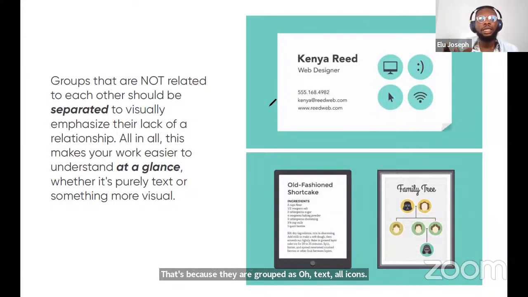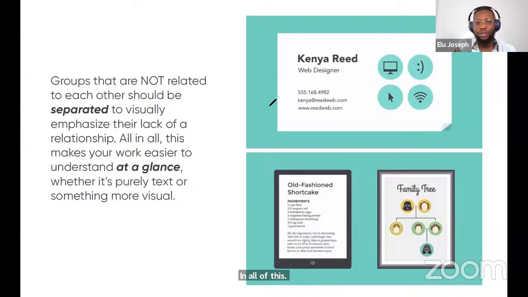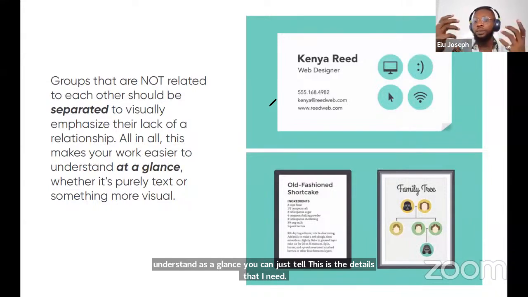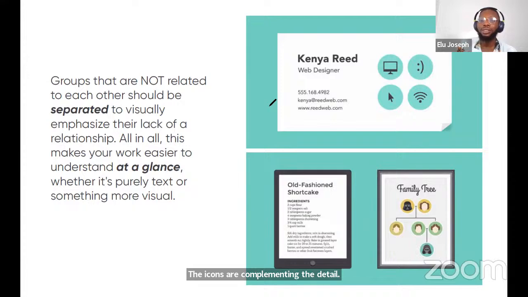Now, in all of this, proximity makes your work easy to understand at a glance. You can just tell this is the details that I need. The icons are complementing the details, or these are the images I need to see. The text are complementing this.